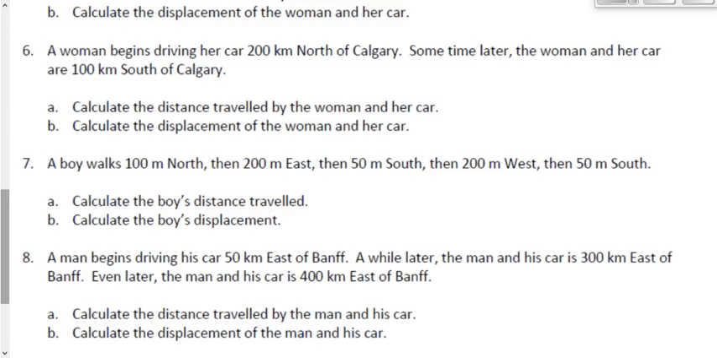7. A boy walks 100 meters north, then 200 meters east, then 50 meters to the south, and then 200 meters to the west, and then 50 meters to the south. What's his distance traveled? What's his displacement? Firstly, what do we have given to us? He walks 100 meters north, 200 meters east. Are those positions or are those displacements? Are those where he is at specific moments or how far he's gone?